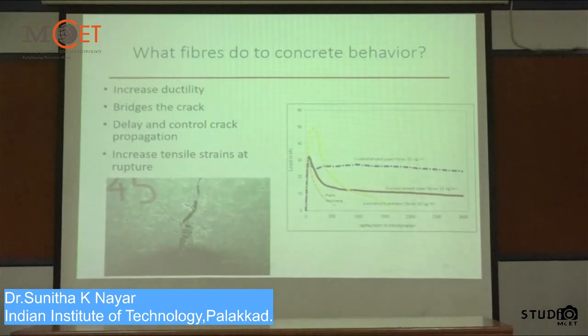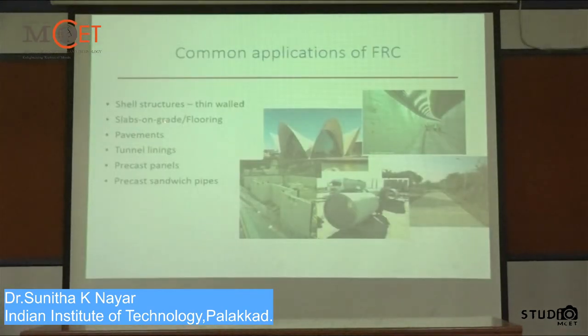Not always. See, if you see this red curve and the violet curve is a hook ended steel fiber, 30 kg per meter cube. This is 15 kg per meter cube. Both do not change the flexural strength. Flexural strength of the material you will get by using all applications where you want thin walled structures like shells, tunnel linings, precast panels, sandwich pipe. You are going almost three times. So you must use it judiciously, don't use it everywhere. Only where it warrants the application, you have to use fibers. Okay.